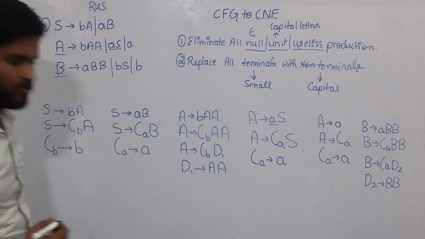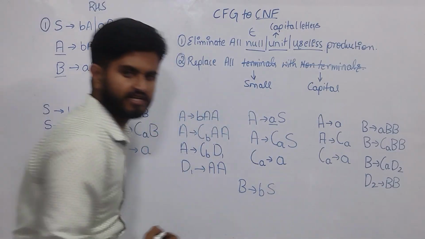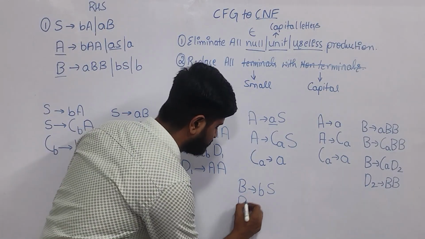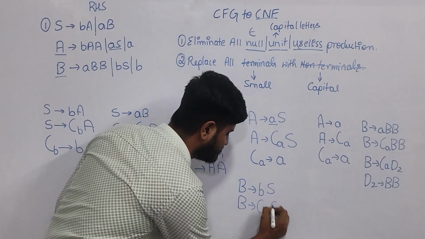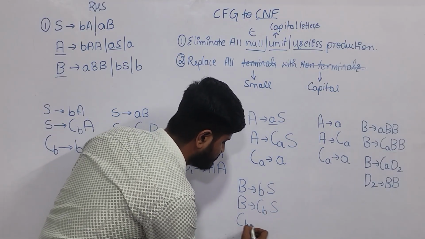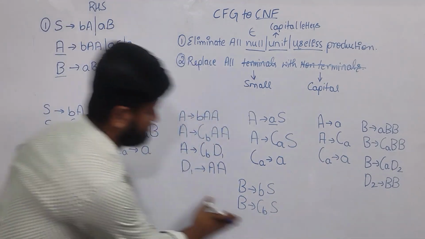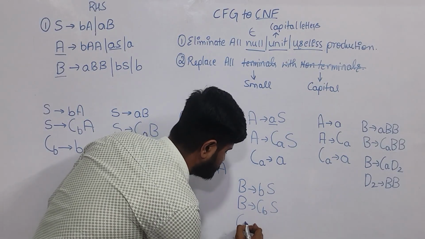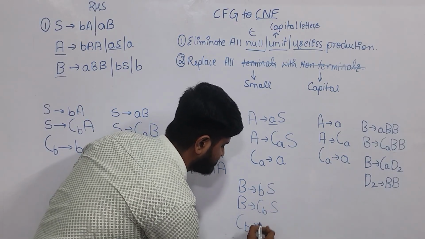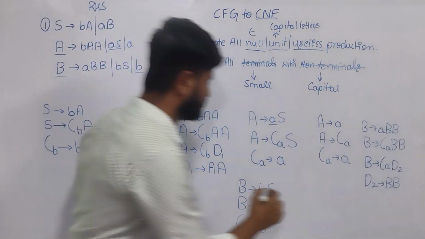Now B producing small letter B, capital letter S. I must replace small letter B. So B producing CBS. CB is already written. CB is replacing small letter B. Now we are having only small letter B as the third production.